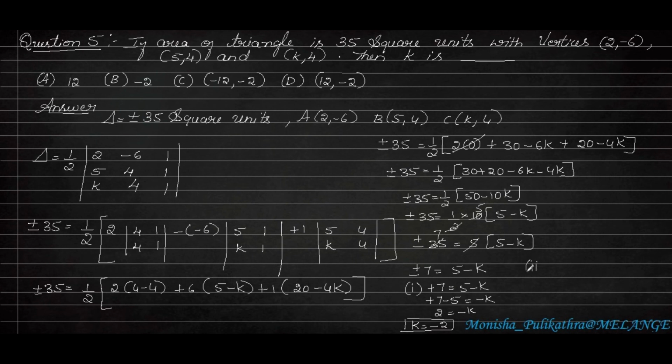And in the second case, I will be taking delta as minus 7 is equal to 5 minus k. So minus 7 minus 5 is equal to minus k. Minus 12 is equal to minus k. Minus minus cancels. k is equal to 12. So here the k value is 12 comma minus 2. So 12 comma minus 2 is the fourth option, D option. So the answer is option D.